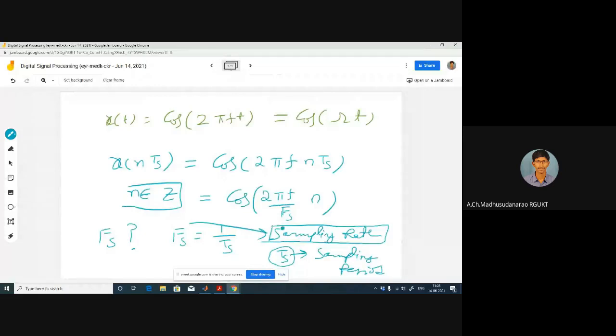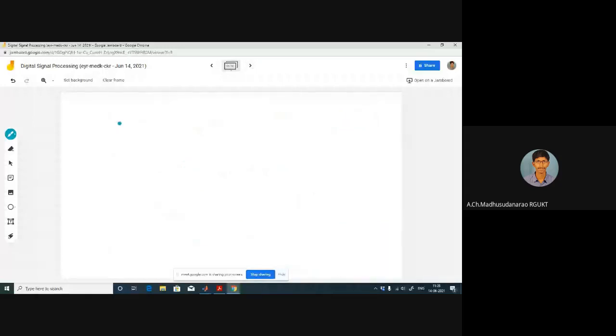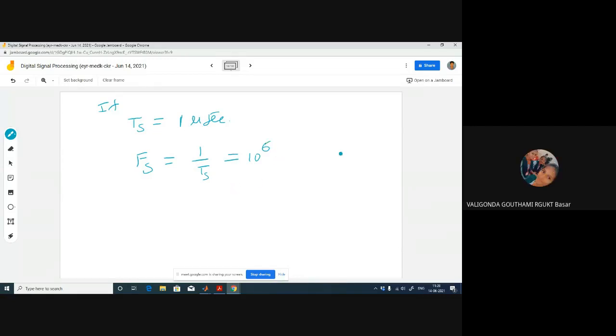Why is this called the sampling rate? Can you guess? For example, if Ts equals 1 microsecond sampling period, then what is the meaning of sampling rate? What is this conveying? What are the units of this? Hertz. Second inverse.